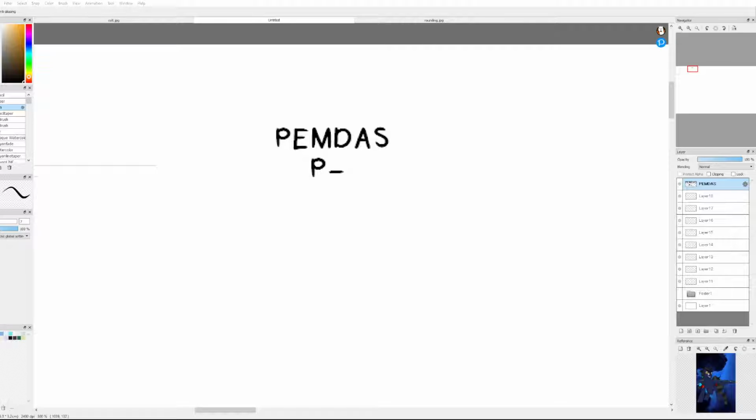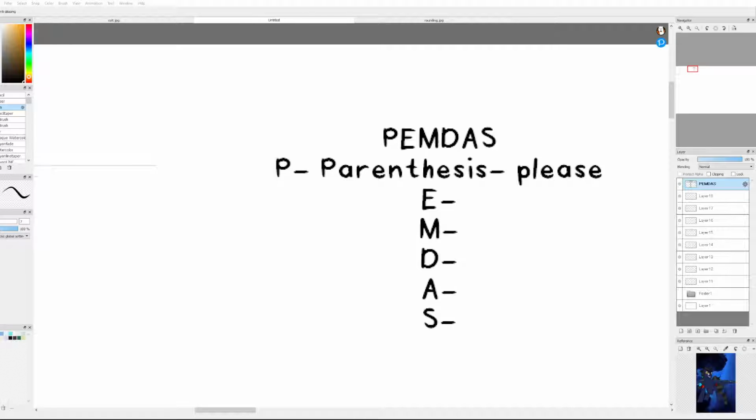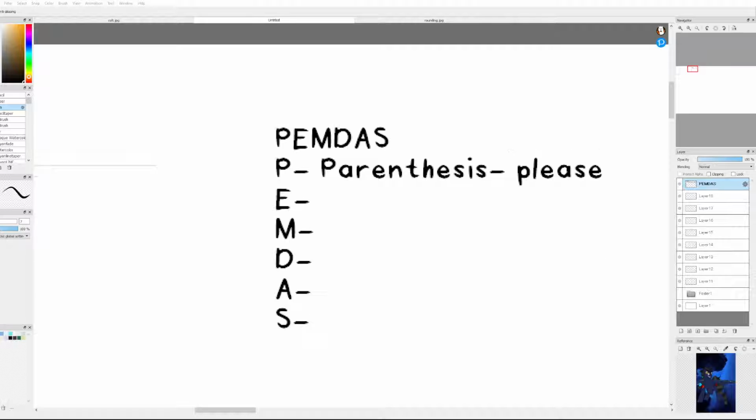P for parentheses, E, M, D, A, S. So the P, like I've said, is parentheses, but for the acronym, it's going to stand for "please." Parentheses also works with grouping. It's not just parentheses in general. There's implied grouping sometimes, and it basically is saying whenever something is a group.